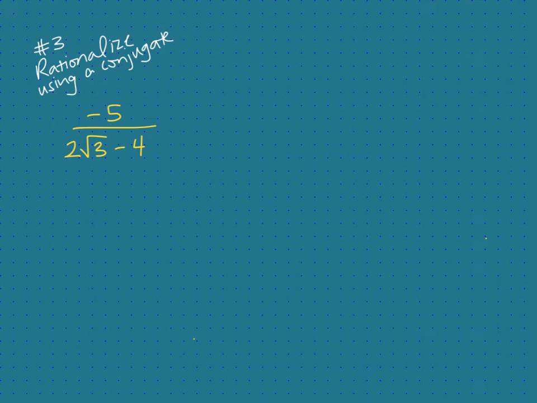In number 3, we have to rationalize a denominator using a conjugate. Note that in the denominator we have a binomial, two terms, and it has a root in it. So we need to make that rational. So the conjugate of the denominator would be 2 root 3 plus 4. There's a whole video explaining conjugates and rationalizing the denominator. Whatever we do to the bottom, we have to do to the top. All right, I'm going to put parentheses around this yellow denominator here.